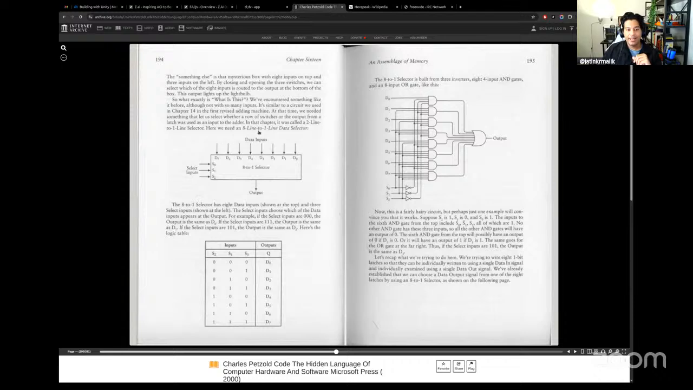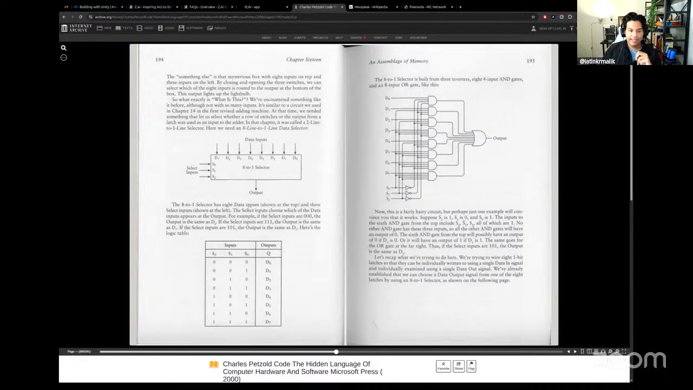Here we need an 8 line to 1 line selector, which I think is also called a demux, or demultiplexer in this case. Now you have your 8 bits of input, and then you select which bit you want to see the value of. Based on the value of the select input, from 000 to 111, we get that output.